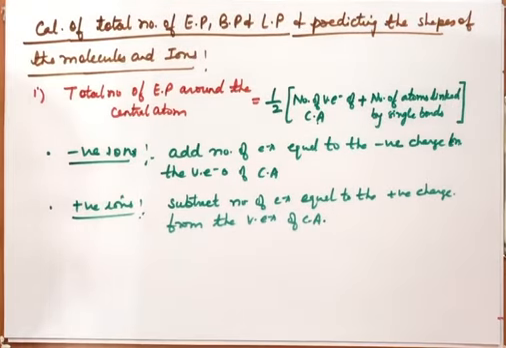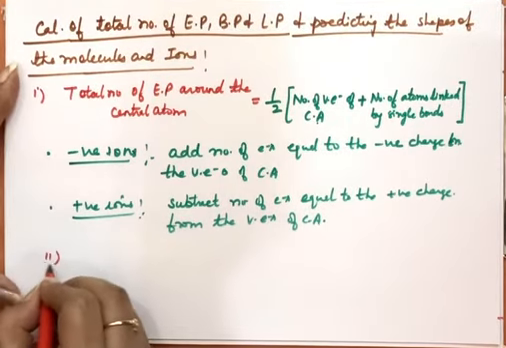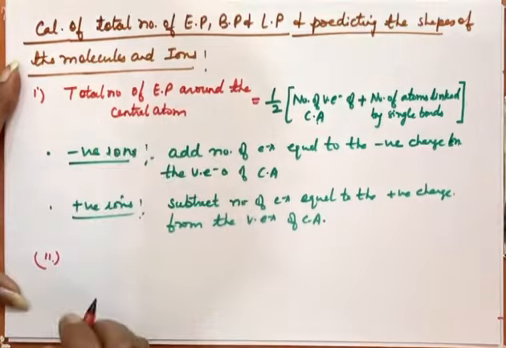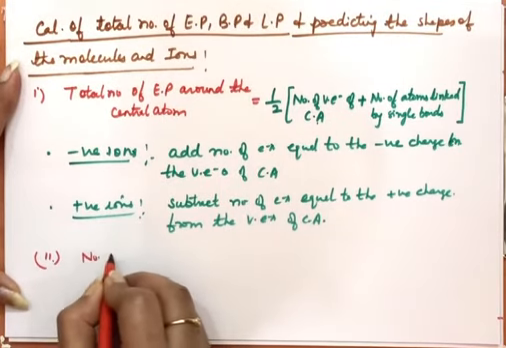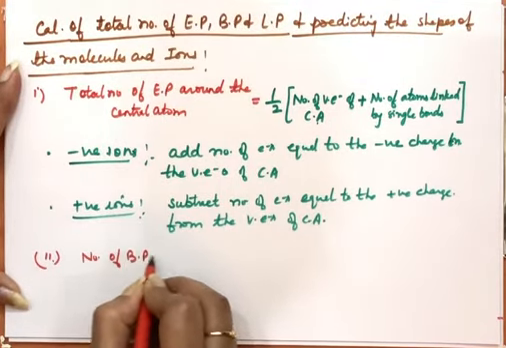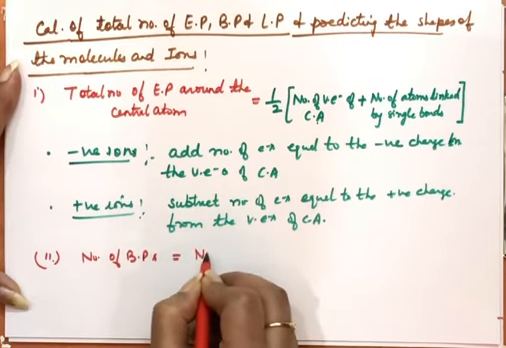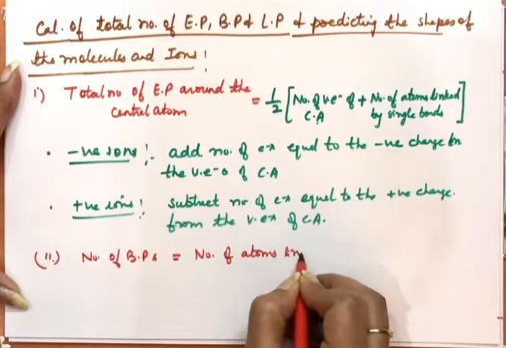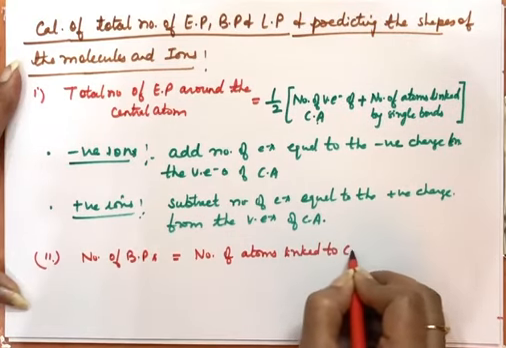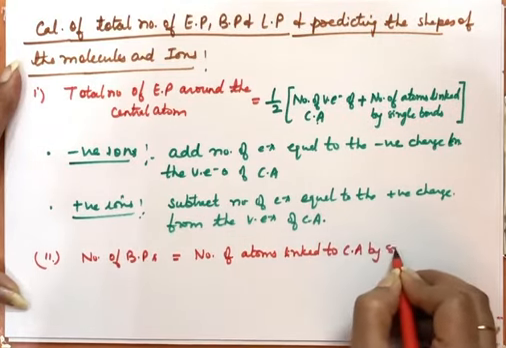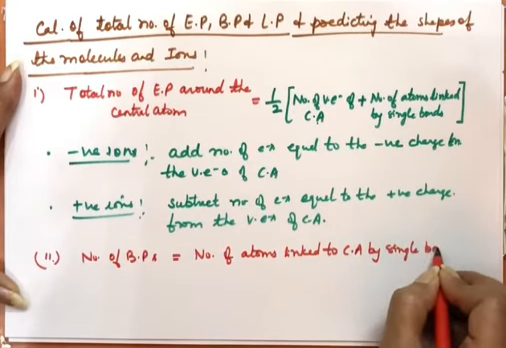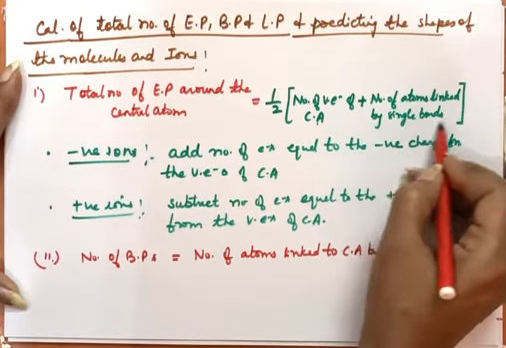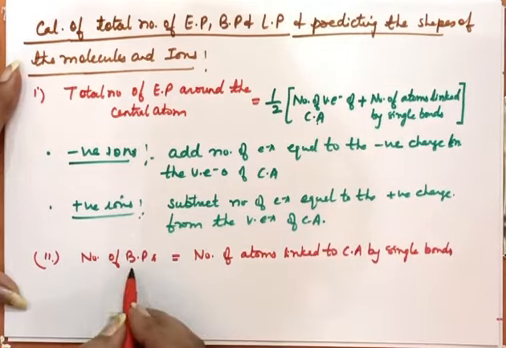Now the second step, from the electron pairs: how many bond pairs are there? How will we come to know? The number of bond pairs is equal to the number of atoms linked to the central atom by single bonds. So this number that we write here will be equal to the number of bond pairs.